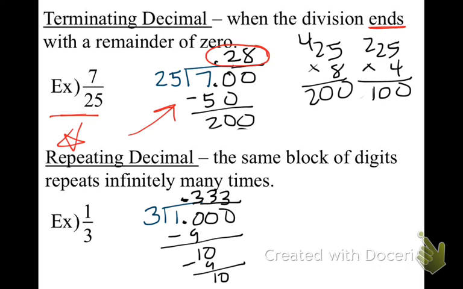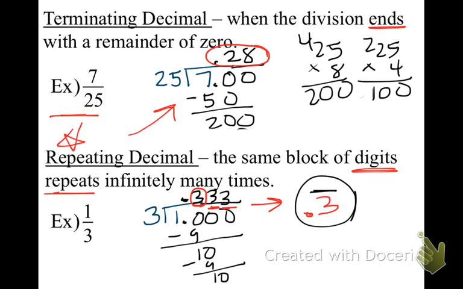If you notice, it's the same block of digits repeating. So what do I get? I have a 3, a 3, and a 3. So how would I write this? It'd be 0.3. Which one's repeating? It's just my 3. So I put a little line above it, and this is an example of a repeating decimal. It's the same number over and over and over again. So my answer would be 0.3, but you need that little line above it.